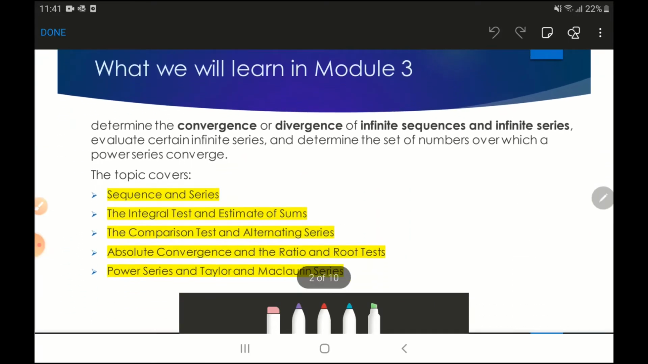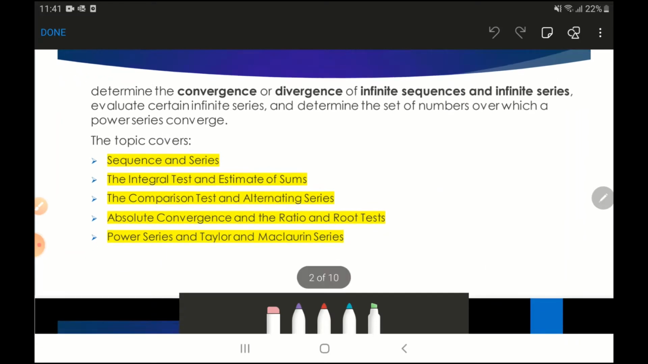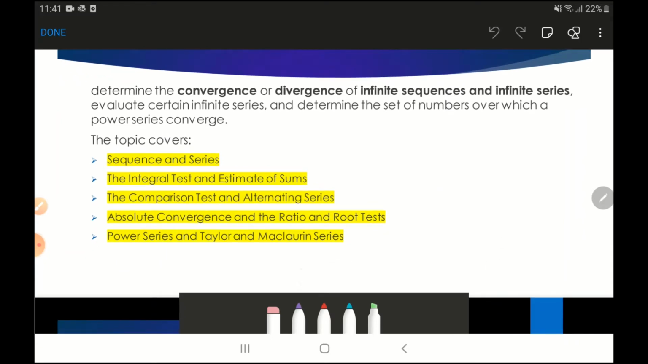We actually have learned the 4 topics before, and now we go to the last subtopic, which is power series, Taylor and Maclaurin series. In this video we are going to learn about power series first, and I'm going to give you another video for the Taylor and Maclaurin series. So let's start.